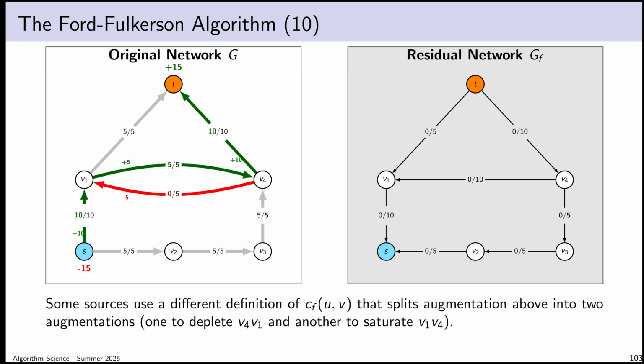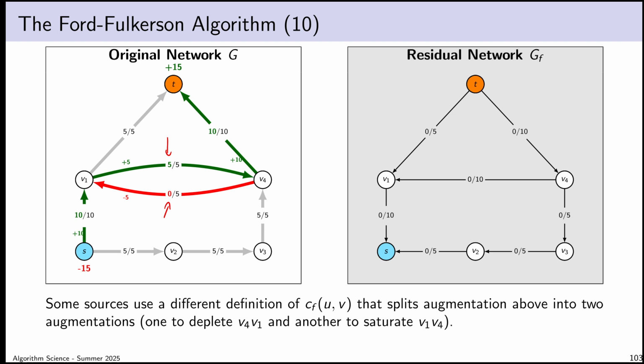Now, there are sources that want to avoid that case because it's sort of weird. That is, to avoid having to modify 2 edges at once, to both clear out this edge and add stuff to this edge, they use a different definition of residual capacity that splits the augmentation into 2. So I guess the first augmentation would be zeroing out the reverse edge, and the second augmentation would be adding flow along the forwards edge. That's fine, and there are sources that do that, and that's completely valid.